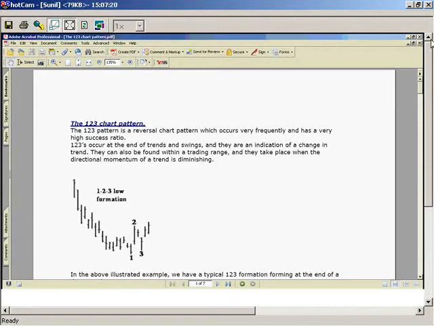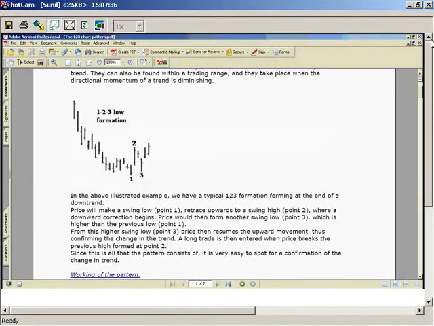Let's come back to this. 1, 2, 3s occur at the end of the trends and swings, and they are an indication of a change in trend. They can also be found within a trading range, and they take place when the momentum of the trend is diminishing. Now, here we are seeing a low formation, or what we call a bullish 1, 2, 3 formation. It occurs at the end of a downtrend.